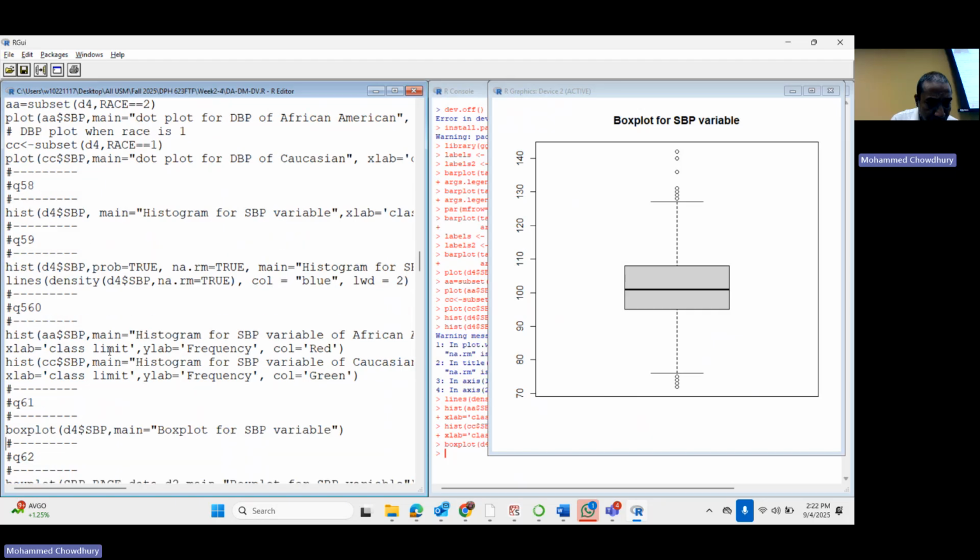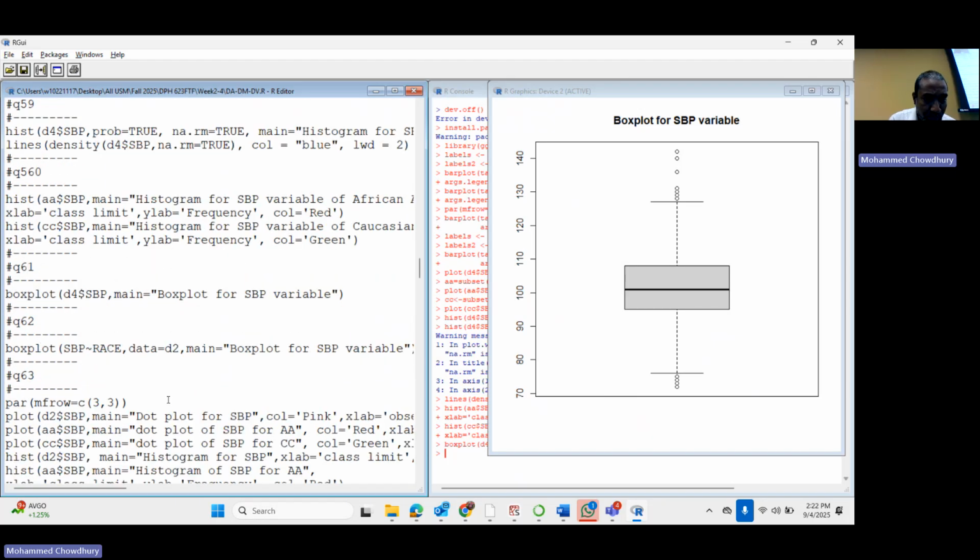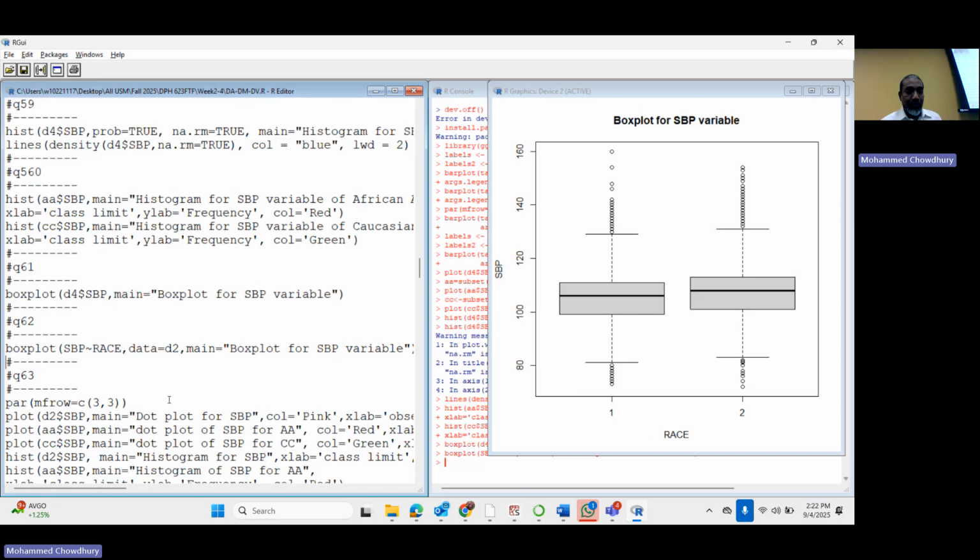After seeing this box plot, now I want to see the box plot by the race variable. If you plug in race and then SBP, race has 2 categories, African American and Caucasians. The name of the data is D2, and this is the box plot for the SBP variable for 2 races. Then you will see this type of graph. Graph 1 has more outliers going out, higher outliers compared to graph 2. Graph 2 is for the African American and this is for the Caucasian. These are the 2 races.